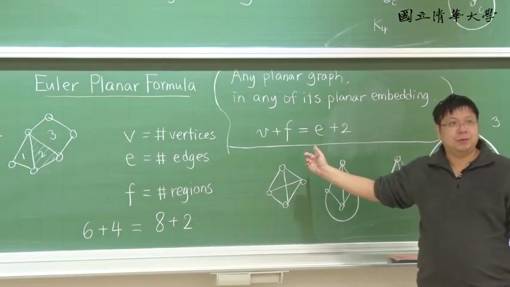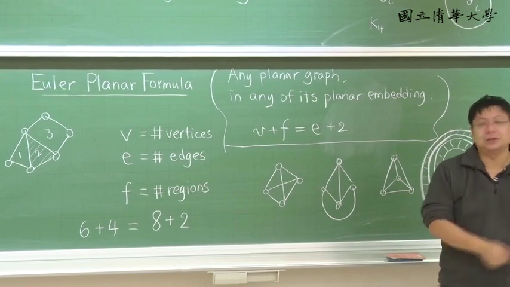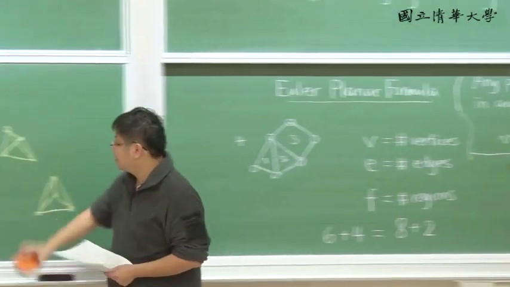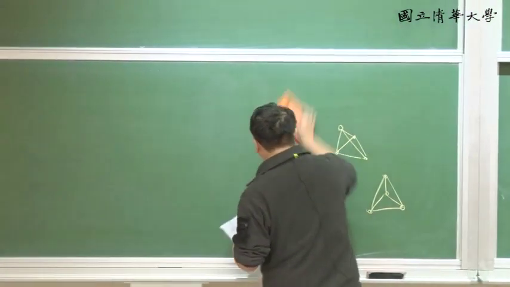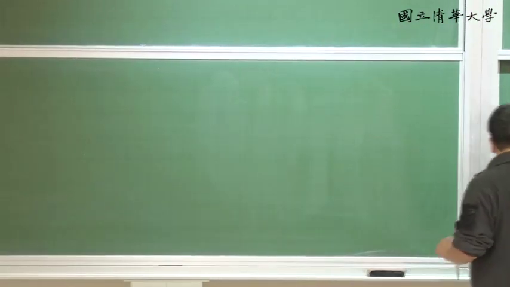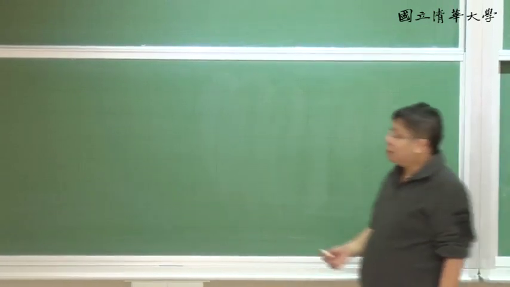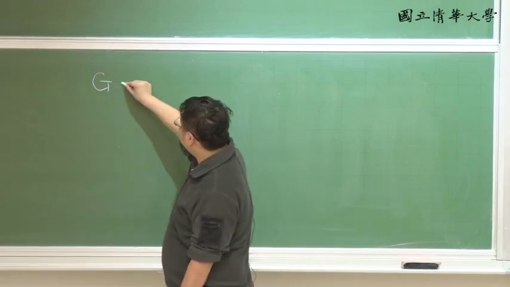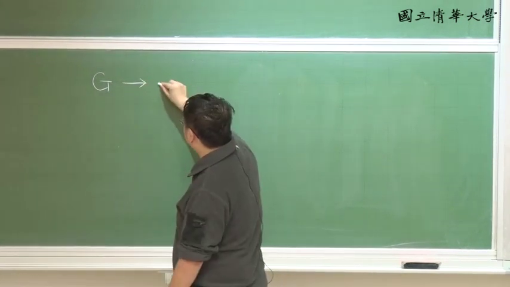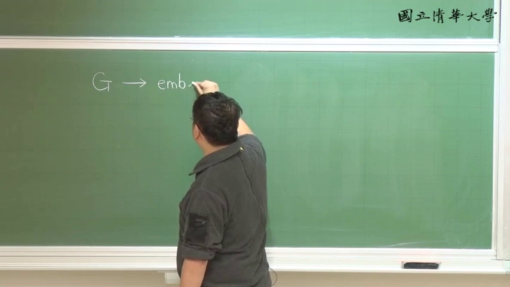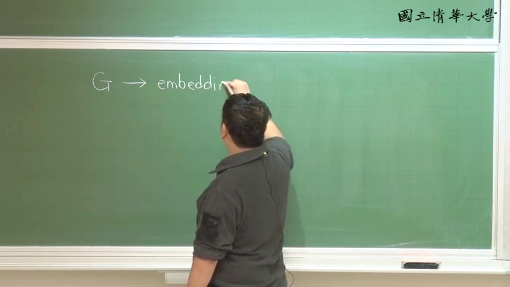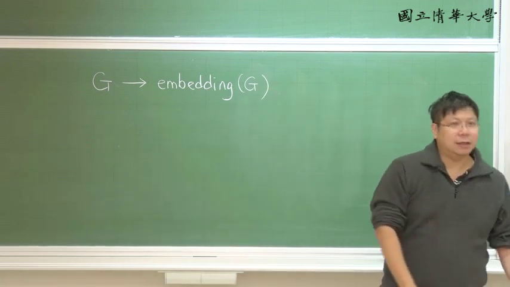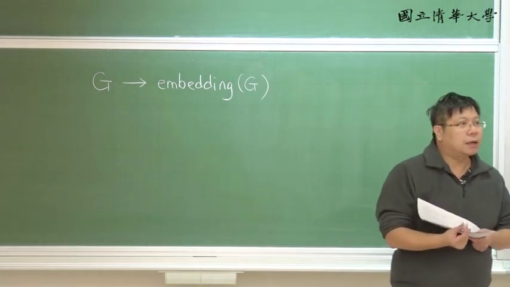We haven't shown why this is true, and it is actually easy to show. We can show this formula to be correct by induction. So how do we show it? You just give me any graph G, and give me its embedding in the plane. So we start with a planar graph G, and then we get its embedding.